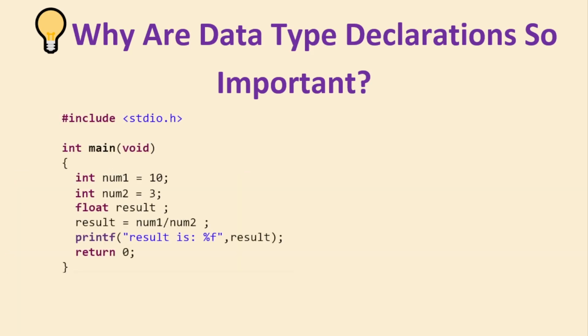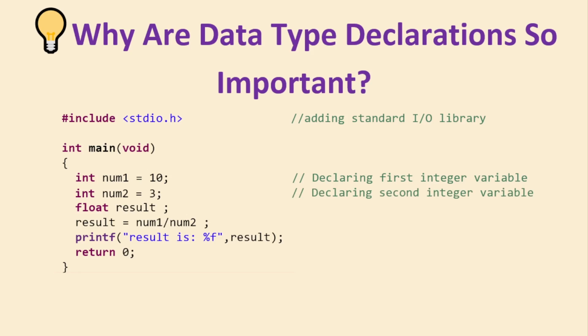First, we include the standard input-output library in our code. For the first number, we define the variable num1 as an integer. For the second number, we also define num2 as an integer. The result of division will be stored in a third variable result of type float. Finally, we print this result.